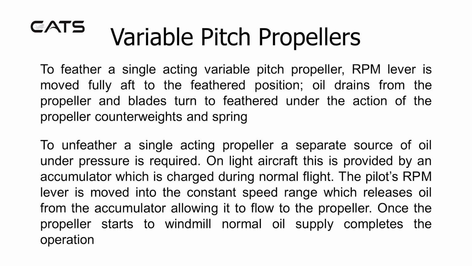On light aircraft, this is provided by an accumulator which is charged during normal flight. The pilot's RPM lever is moved into the constant speed range which releases oil from the accumulator, allowing it to flow to the propeller. Once the propeller starts to windmill, normal oil supply completes the operation.